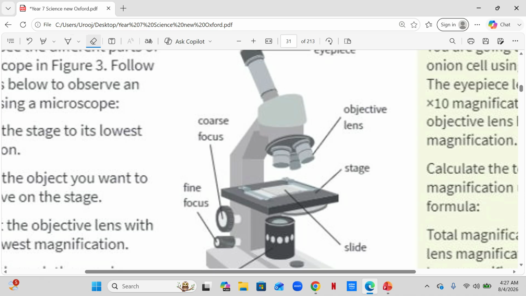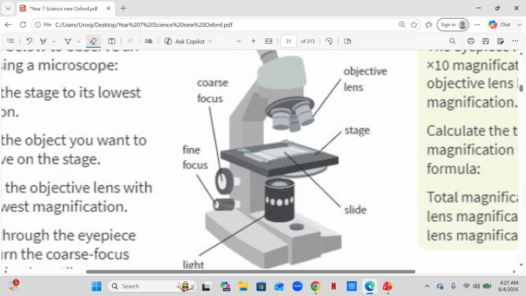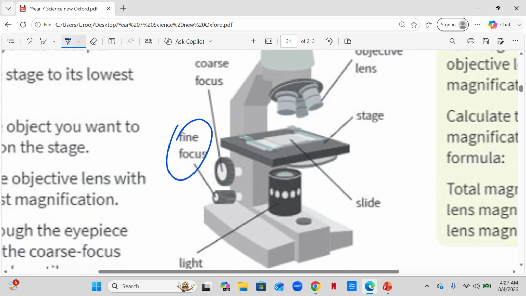Then comes the fine focus. This is the fine focus. The fine focus knob is a smaller knob which is used after the coarse focus. It moves the stage very slowly to sharpen the image, giving a clear and detailed view of the specimen. It is especially important when using the high-power objective lens. So imagine adjusting the focus ring of a camera until the picture becomes perfectly sharp.